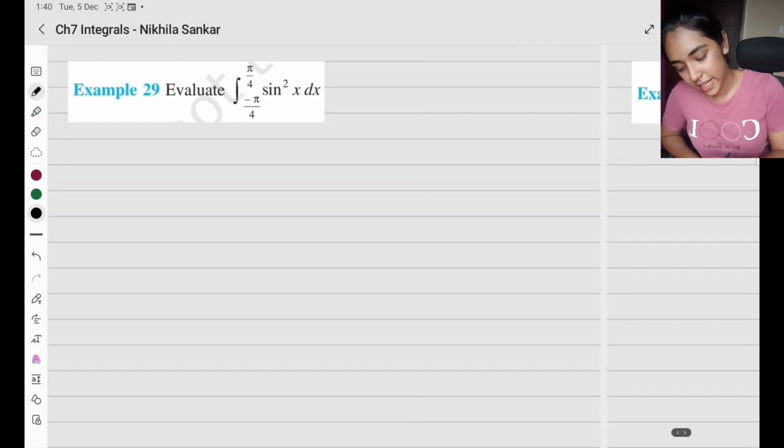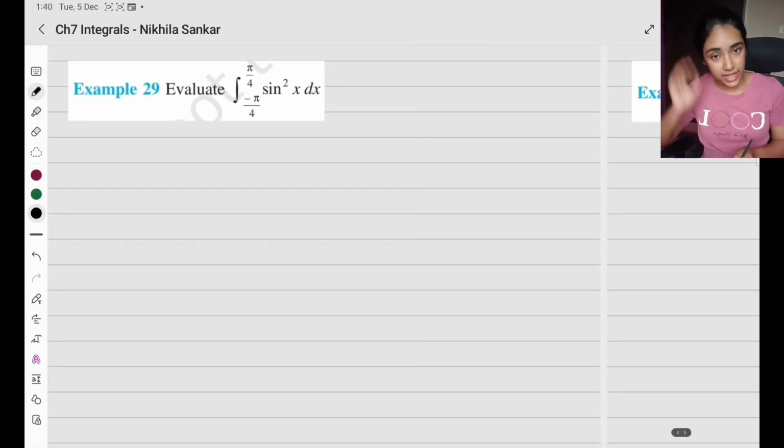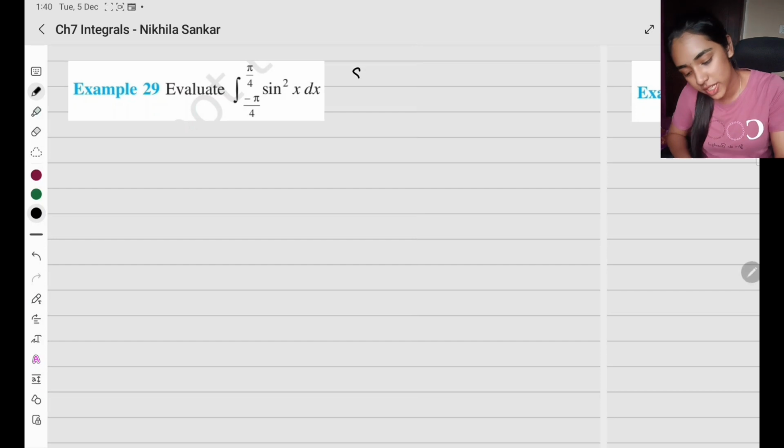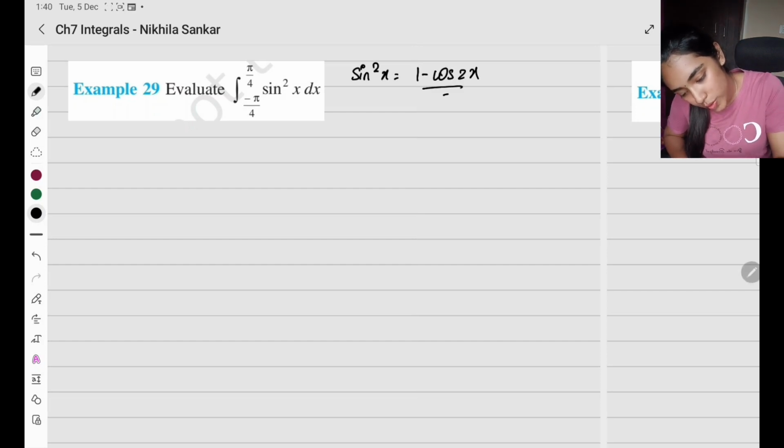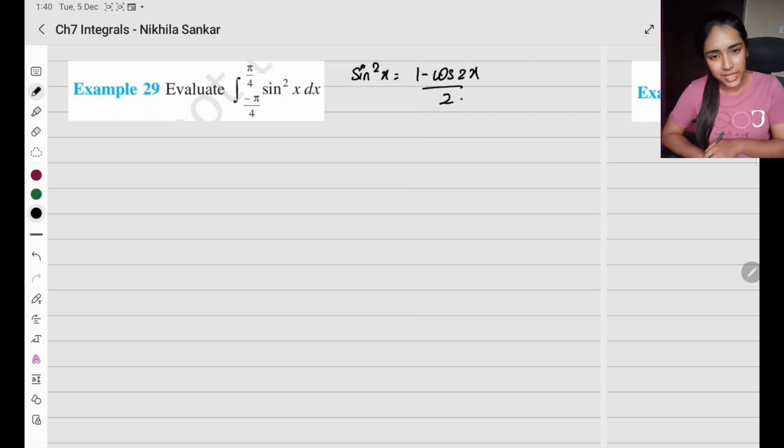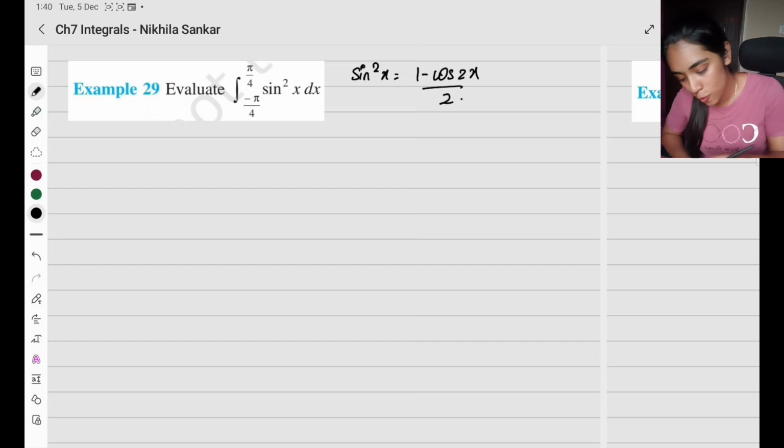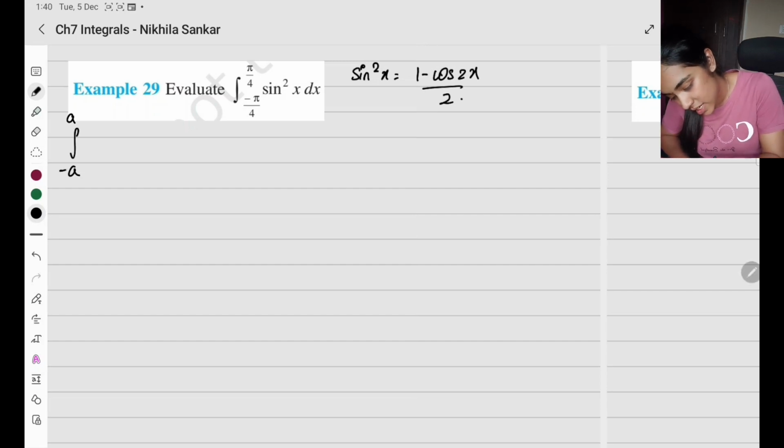Example 29. So in that I have a sine square x. When I have a sine square x, how do we usually write? Sine square x is going to be 1 minus cos 2x divided by 2. So I am going to substitute this. And I also see that my integral goes from minus a to plus a. So I have minus a to plus a of f of x dx.